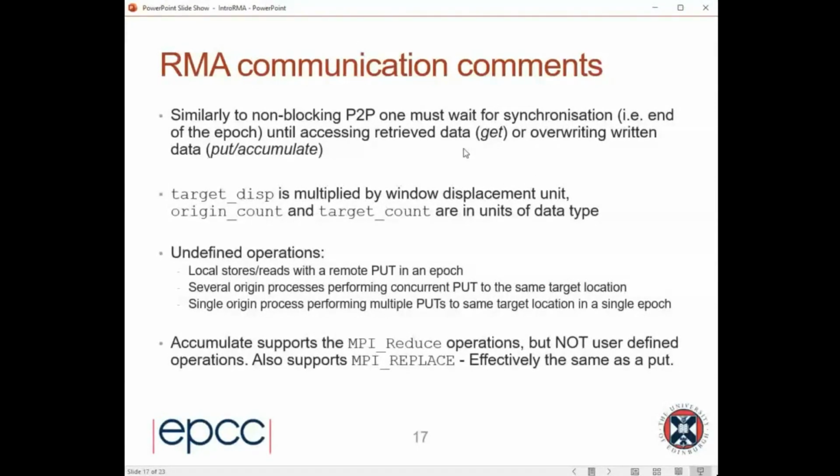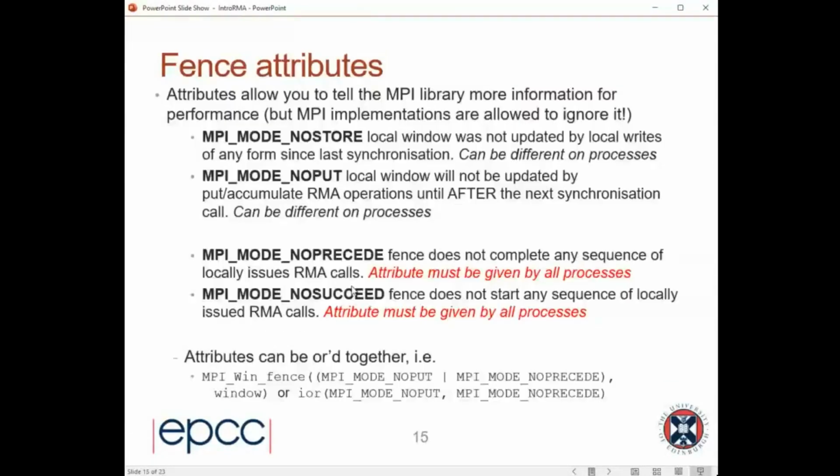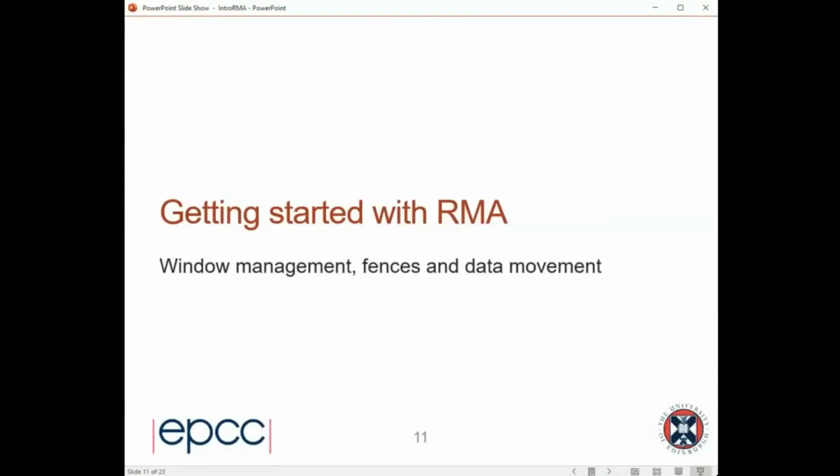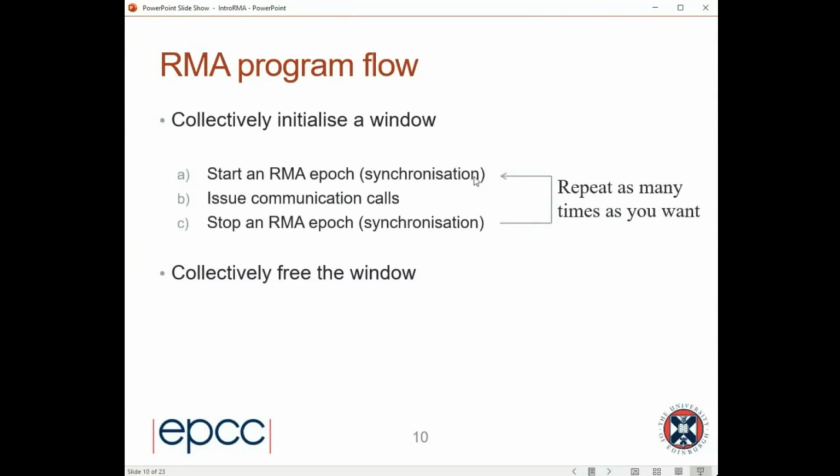Just like non-blocking calls, you have to wait for synchronization until these are guaranteed to be complete. As I mentioned, the target displacement is multiplied by the window displacement unit, origin count, and target count in units of data type. It's very much like a send-receive operation, except you specify the location of the window slightly differently. And there are lots of caveats here I'm not going to go into, but that's the basic model. So the basic model is set up your window, call an MPI win fence, so declare some data, put it into a window, do a fence, lots of puts and gets, another fence which completes them.